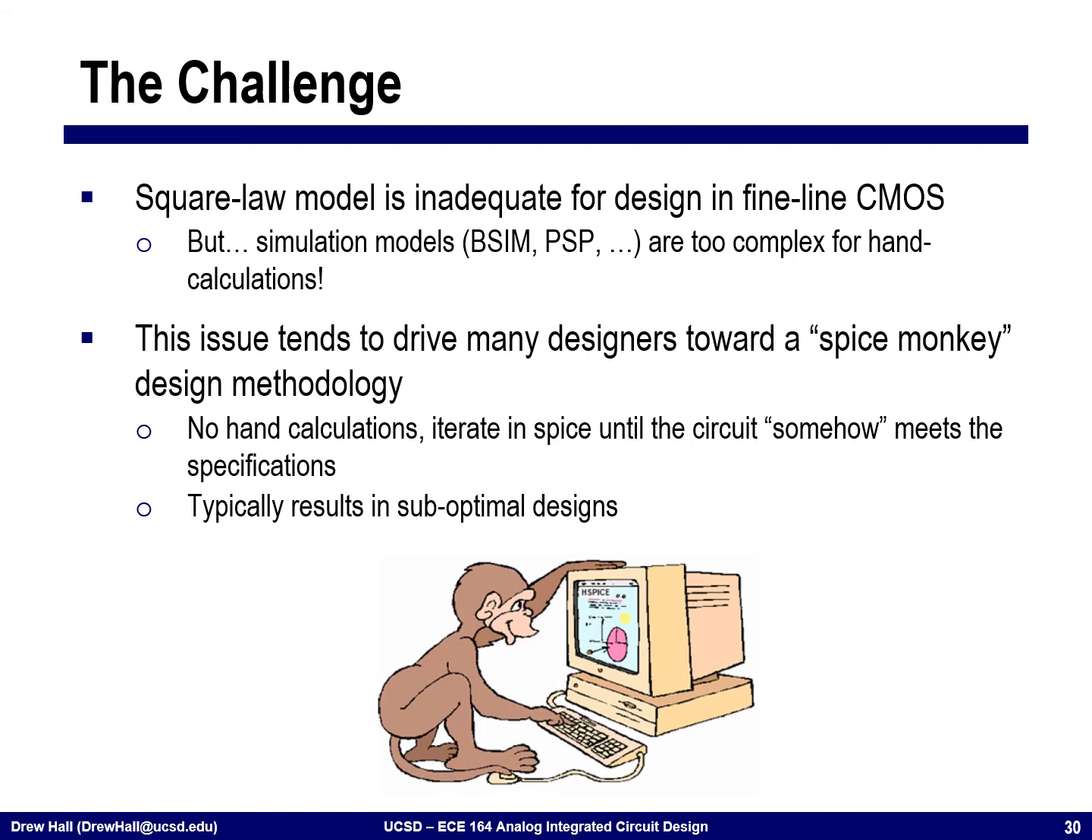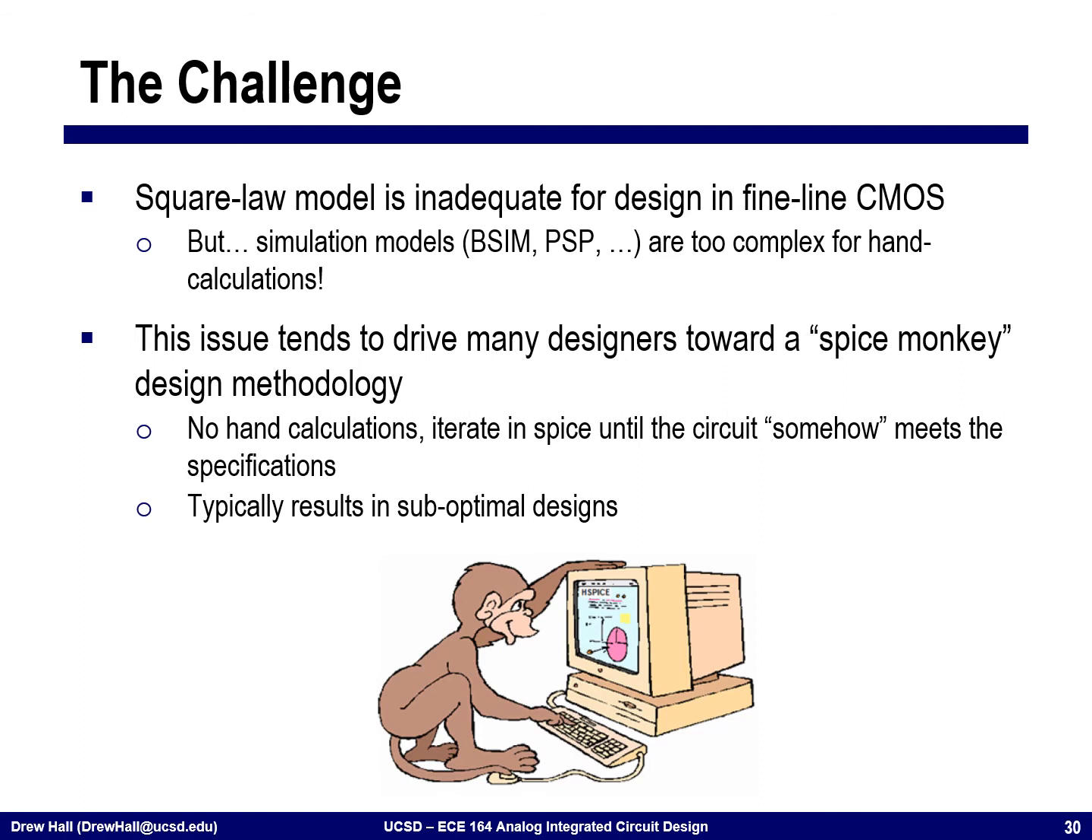Okay, so we're back to kind of this question. We've now realized that the square law model is not adequate for deep submicron CMOS, but also we can't use the simulation models. The models can have 400 or 500 different parameters, and so we can't do hand calculations with that. And so there's this weird problem where we can't use the square law model because it's not accurate enough, yet we have too complicated equations to do hand calculations. So how do we make this tractable?